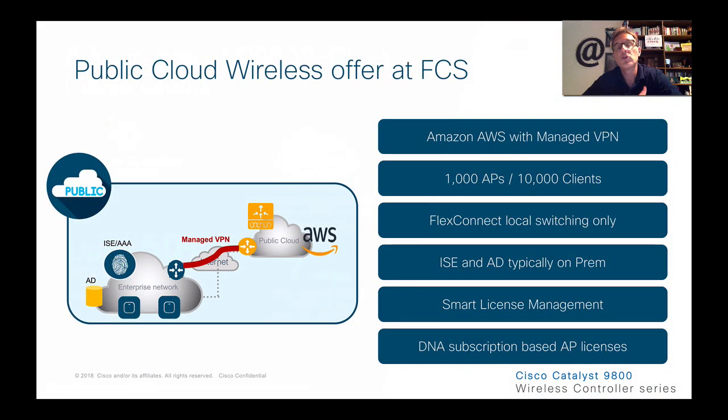Okay, so what do we offer at FCS? At FCS for the public cloud, as I said, we are going to deploy in the AWS cloud. By the way, we also support, and it's the first controller that does it, the AWS GovCloud, which is a particular secure part of the AWS cloud. So we support AWS with a specific deployment model that is called Managed VPN, and I'm going to talk to you about this in a second.